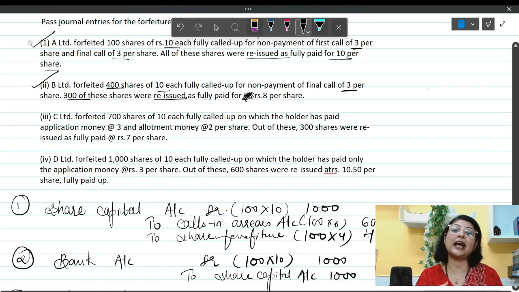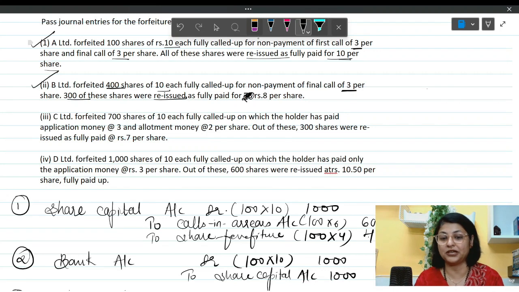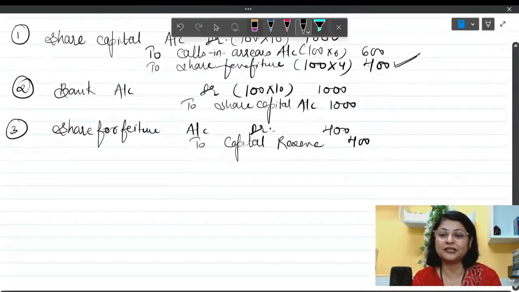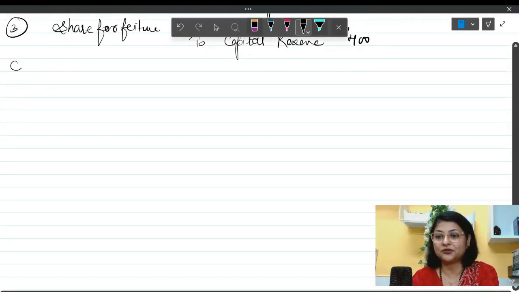Whenever the question says as fully paid up, it means on the credit side under share capital you will be writing 10 rupees. You will multiply 300 into 10, and in the bank column you are going to write 8 multiplied by the number of shares. So let us do the entry for this. The entry for case 2.